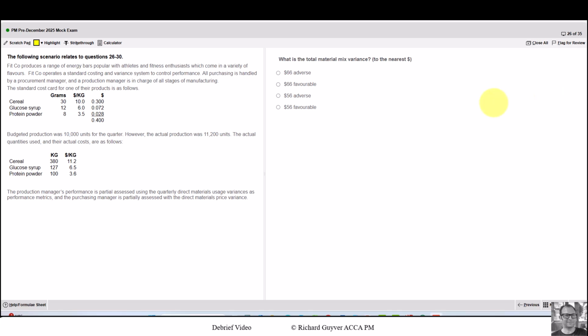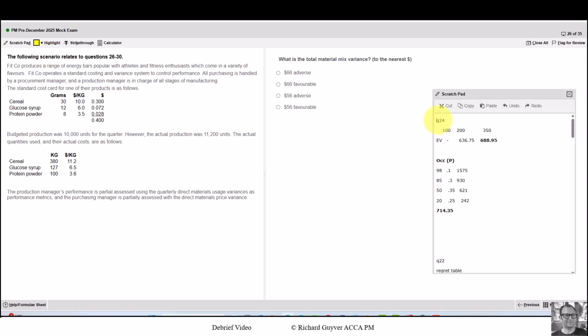Okay, so we'll make a start on the variance calculations. But as with before, if you pause now, read through the information on the question stem. So in this question, we need to find the material mix variance. And in the next question, although it doesn't say, given the information, it must mean the material yield variance. Mix and yield variances are obviously part of a little group of material usage variance.